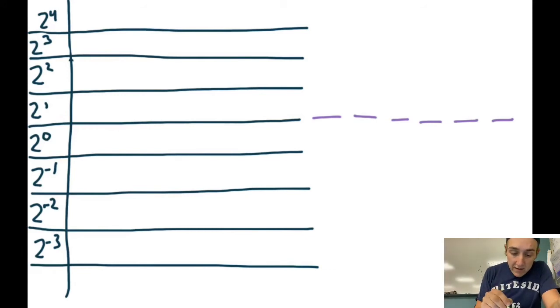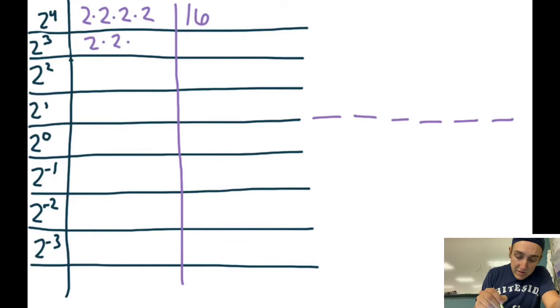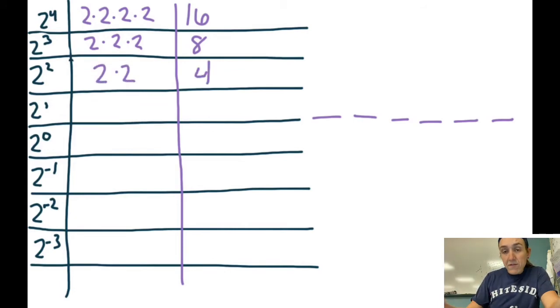So 2 to the 4th, that's 2 times 2 times 2 times 2. Okay, and if I were to actually solve that, 2 times 2 is 4, times 2 is 8, times another 2, that's 16. Okay, 2 to the 3rd, 2 times 2 times 2, that is 2 times 2 is 4, times 2 is 8. Okay, 2 to the 2nd, 2 times 2, which is just 4. 2 to the 1st, that's easy, it's just one of them, so that's just 2.